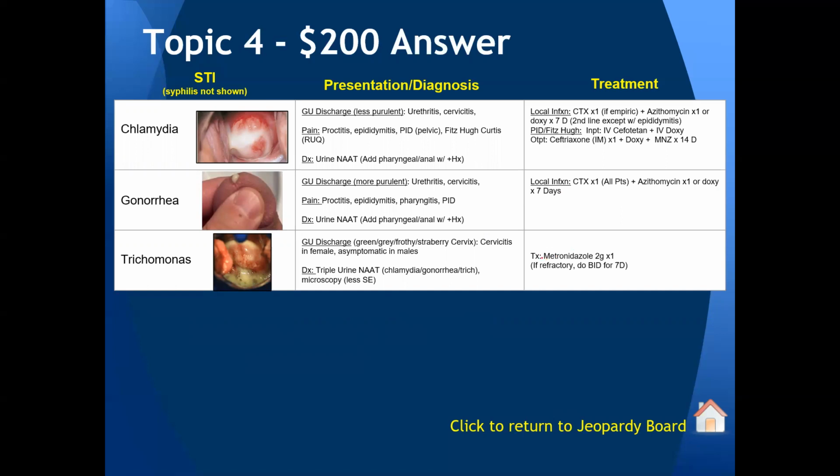And that's correct. The treatment is going to be metronidazole, 2 grams times 1. If they're refractory, you're going to do BID for 7 days. The typical stuff you learn in medical school, like the strawberry cervix and the green malodorous discharge, doesn't usually occur. It's only in less than a quarter of cases. So it's just going to present looking like chlamydia or gonorrhea. So just remember that.